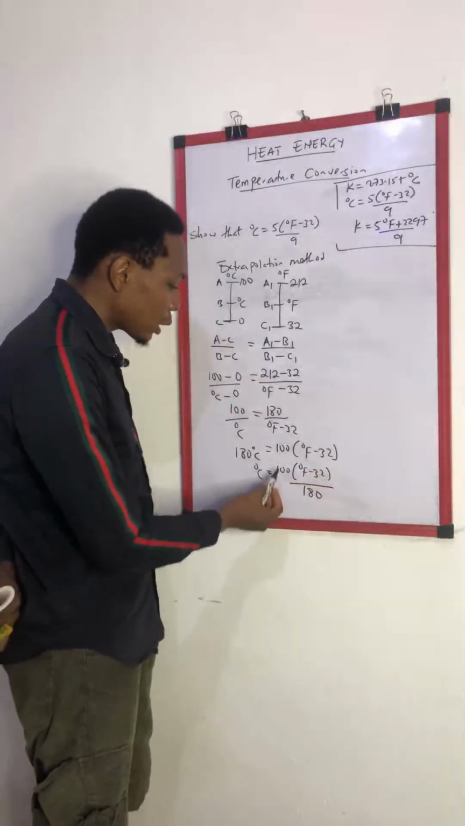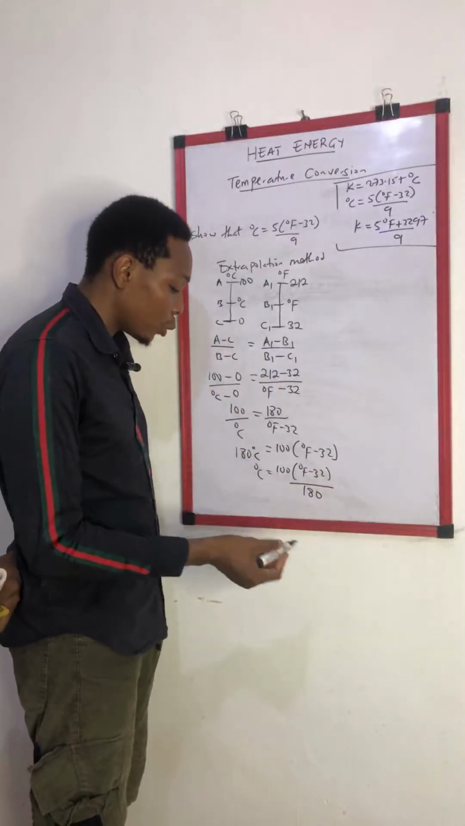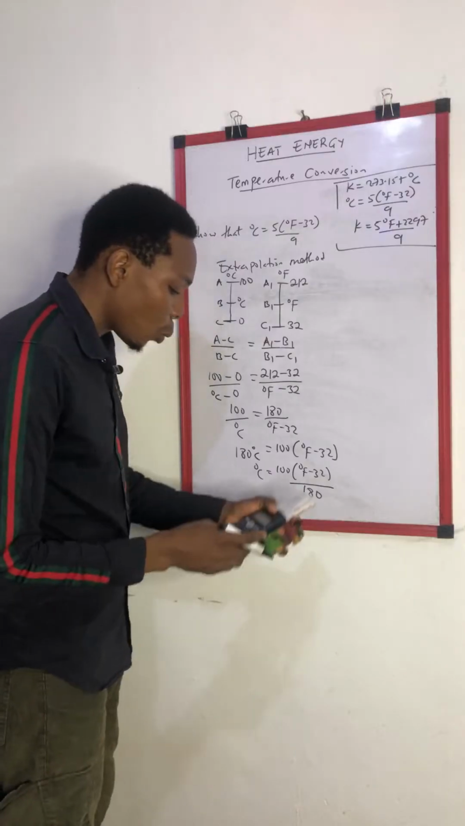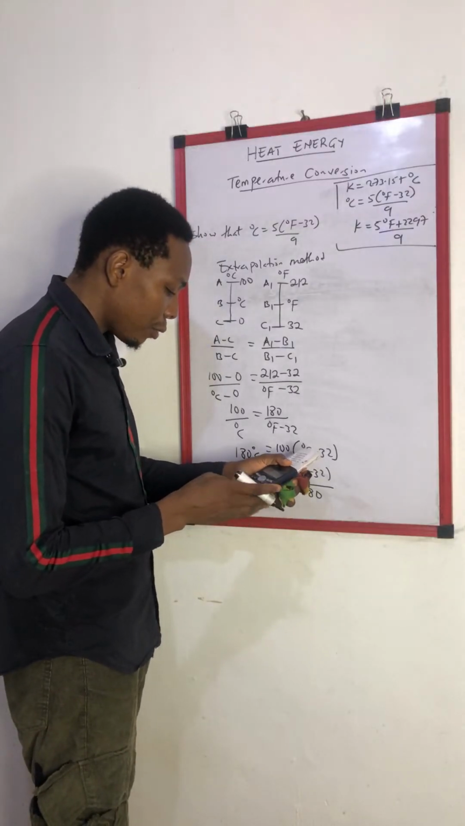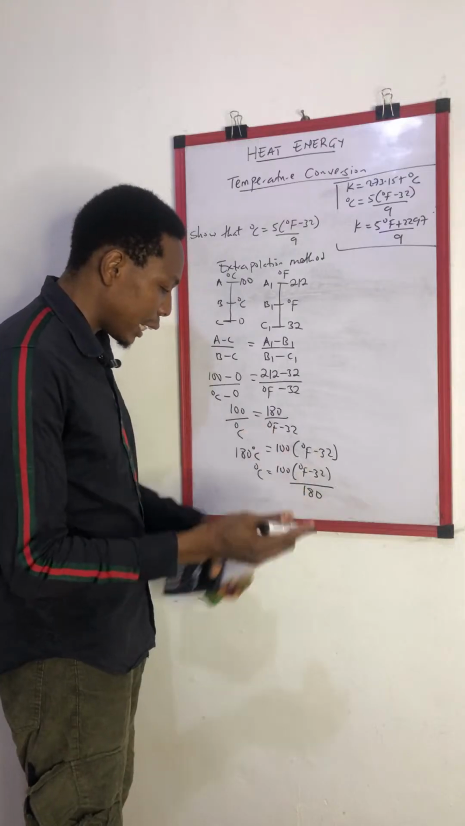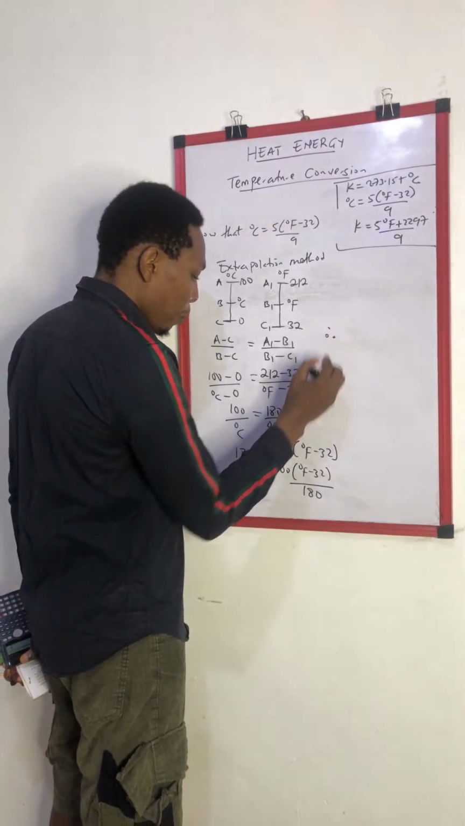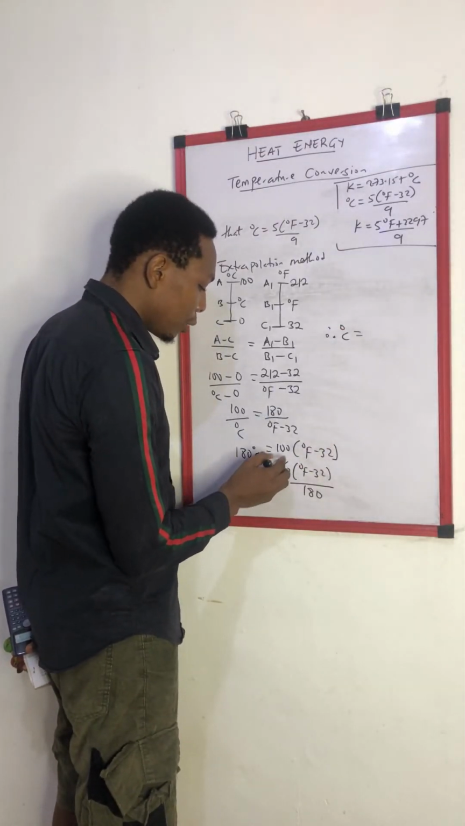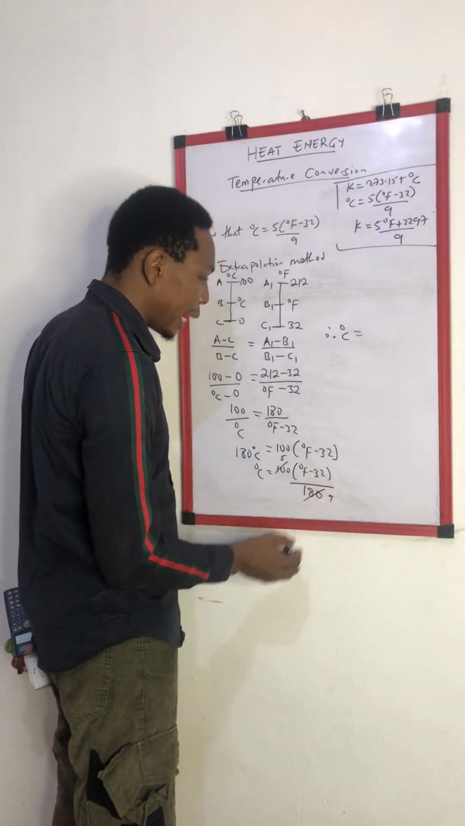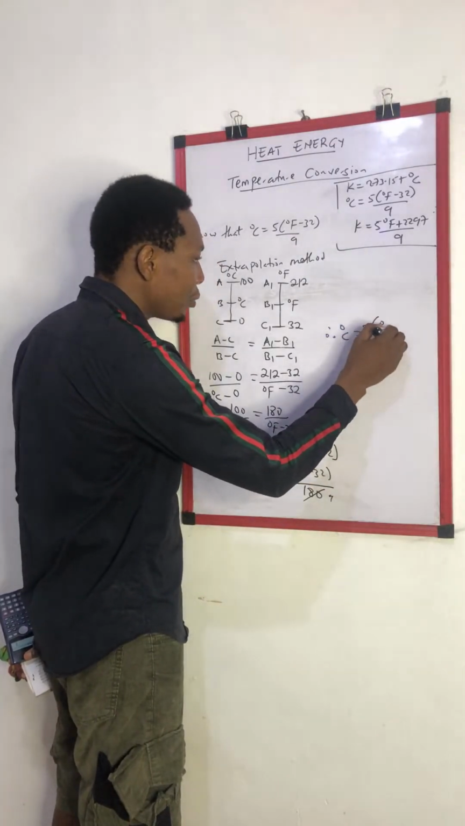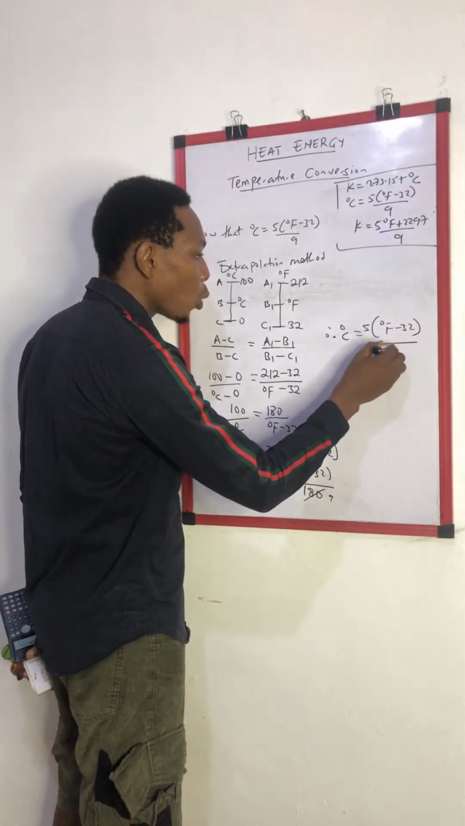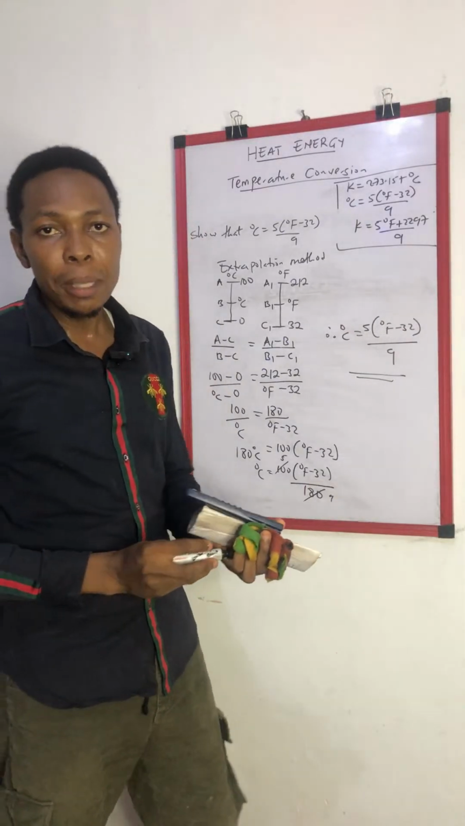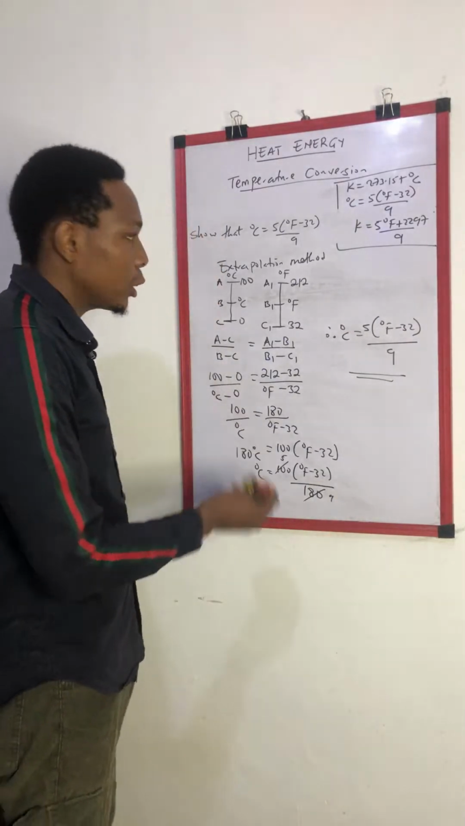Now from here, what can go into this place? 20 can go, 5 can go. Now 20 into 100 is 5. And 20 into 180, 180 divided by 20, gives us 9. So therefore, our degree Celsius is going to be 5 bracket degree Fahrenheit minus 32, then all over 9. So that is how this other equation came about. Okay, so let's proceed.